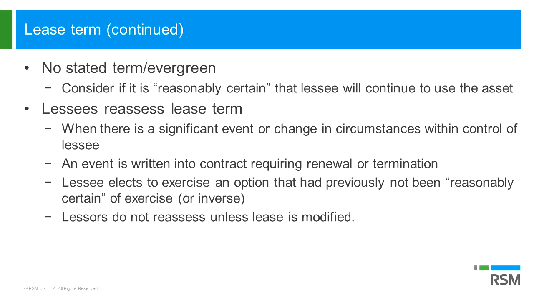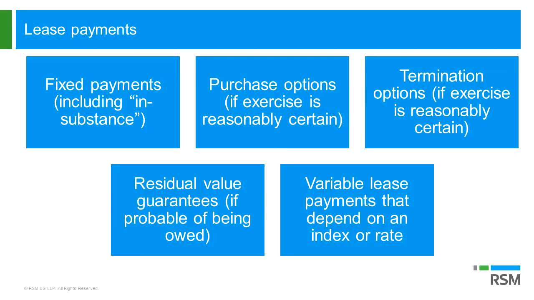So if these things happen throughout the use of the asset, consideration will need to be given as to how that impacts the lease term being used to measure the underlying right to use of the asset and the liability. In addition to the commencement date and the lease term, consideration needs to be given to lease payments. Lease payments are considered fixed payments, including in-substance payments, purchase options if exercise is reasonably certain, termination options if the exercise is reasonably certain, residual value guarantees if probable of being owed, and variable lease payments that depend on an index or rate.